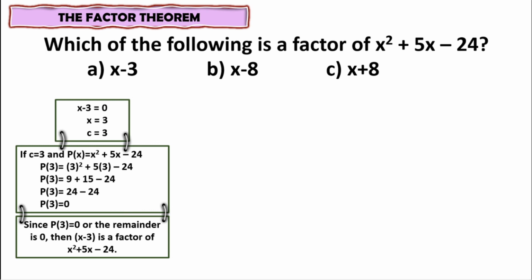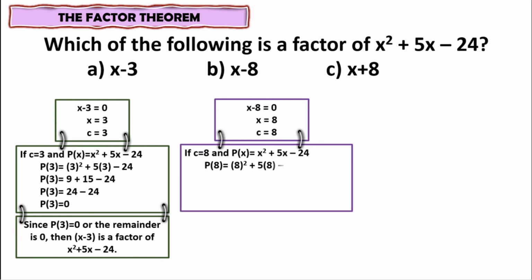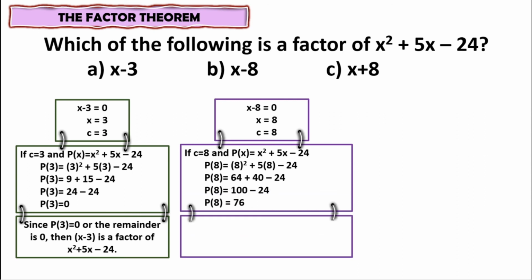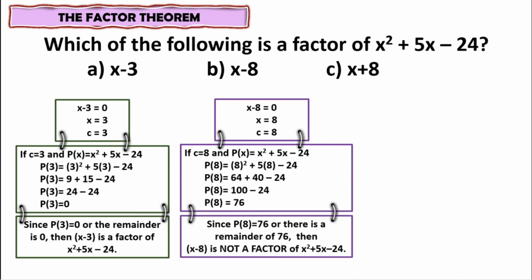Let's try x minus 8. If x minus 8 is equal to 0, then x is equal to 8. Thus, c is equal to 8. If c is equal to 8, then p of 8 is equal to 76. Since the remainder is 76, then x minus 8 is not a factor of x squared plus 5x minus 24.